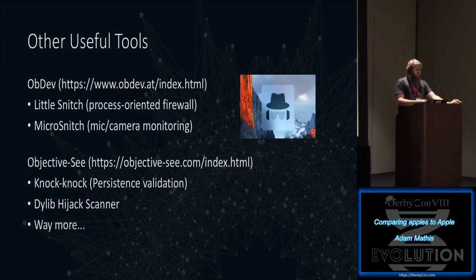MicroSnitch is another cool one. It monitors your microphone and your camera. If one of those things goes hot, it will tell you by either giving you ears or eyes, which is nice because if you're not expecting your camera to go hot and it goes hot, it's kind of terrifying. And then Objective-See, I mentioned Patrick Wardle earlier. The Dylib hijack scanner is a great tool. KnockKnock is something that checks cron jobs, checks other persistence mechanisms, et cetera.